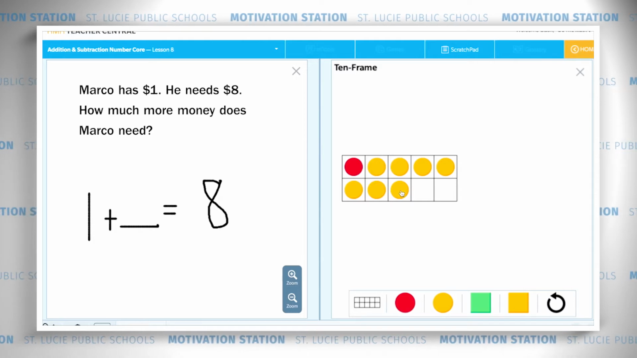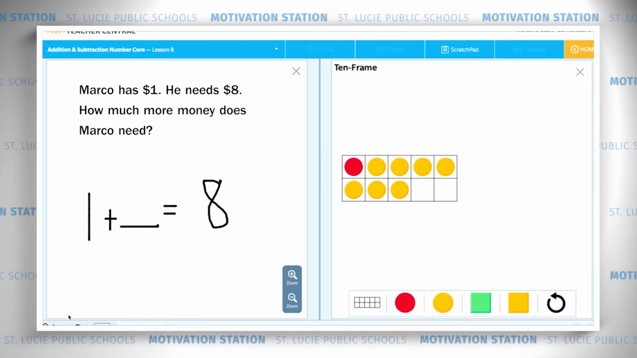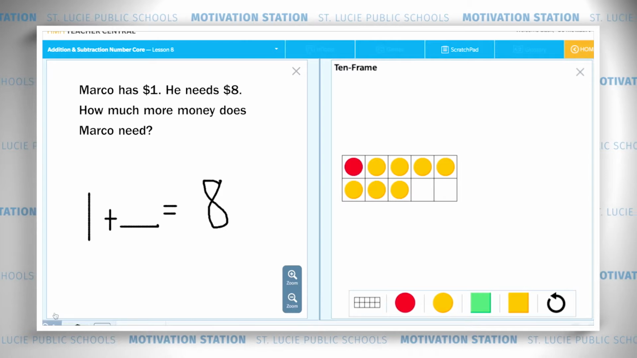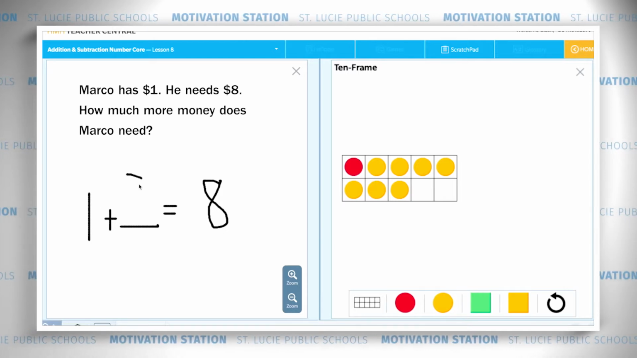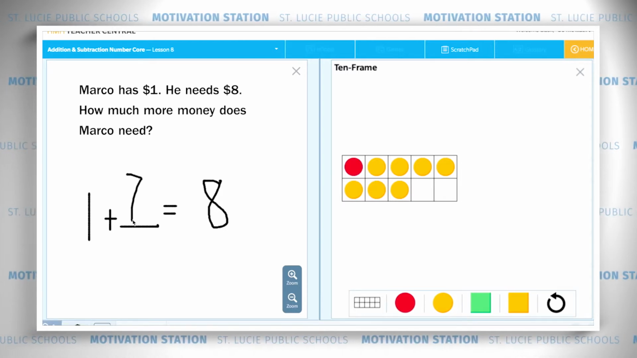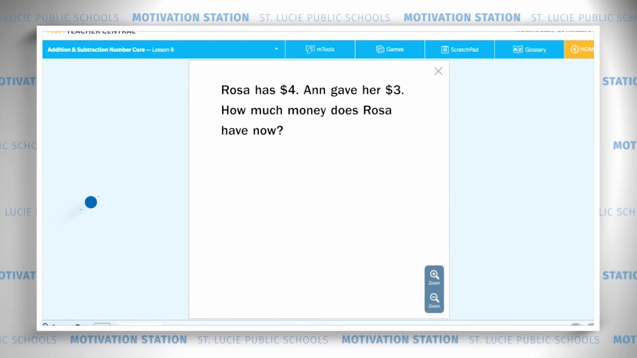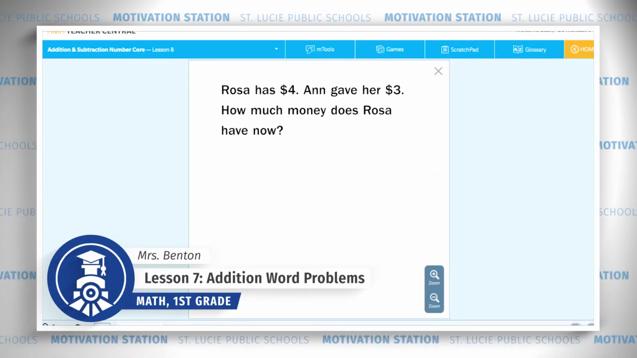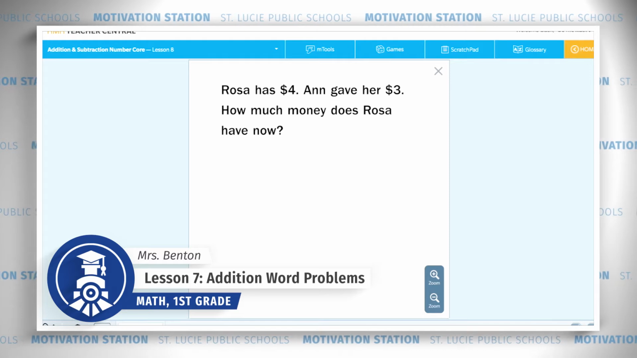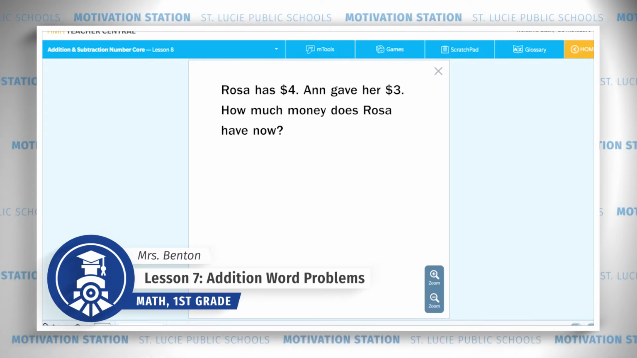So how much more money does Marco need? 7. What equation can I write? 1 plus 7 equals 8. Number 5. Rosa has $4. Anne gave her $3. How much money does Rosa have now?